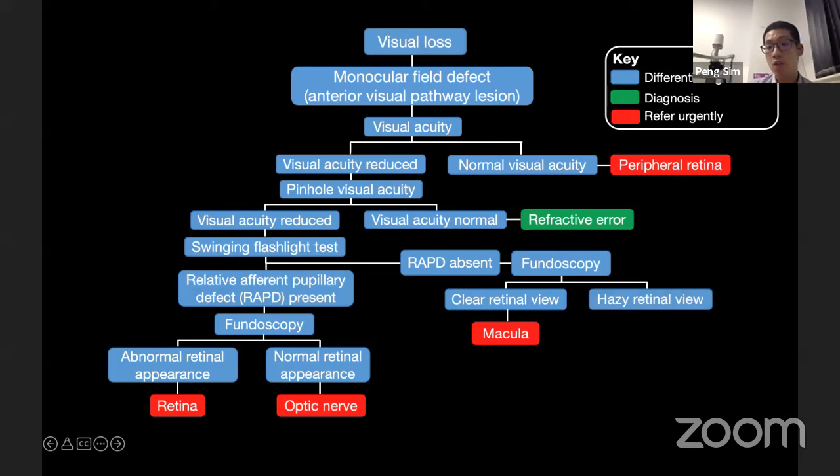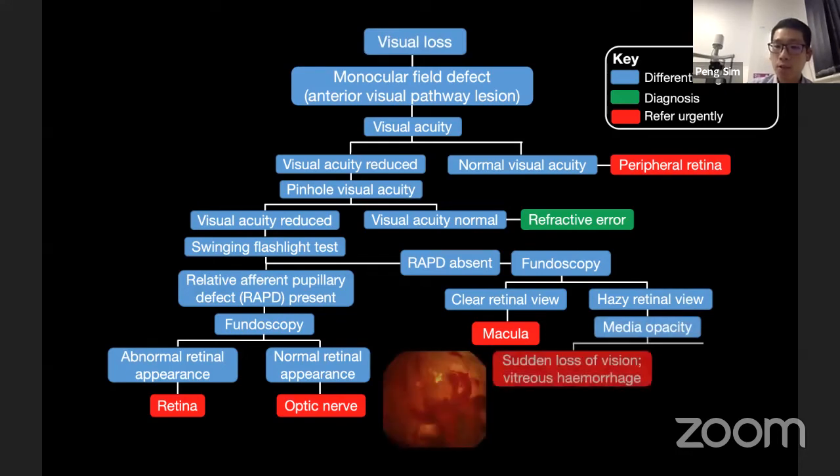If there is no good view of the retina, then you have to think about opacity of the media. So this usually can be in the vitreous. In this case, I've shown you a picture where there is vitreous hemorrhage, where usually the patient will tell you that the vision has just suddenly disappeared. So if the patient comes in with sudden loss of vision, think about vitreous hemorrhage.